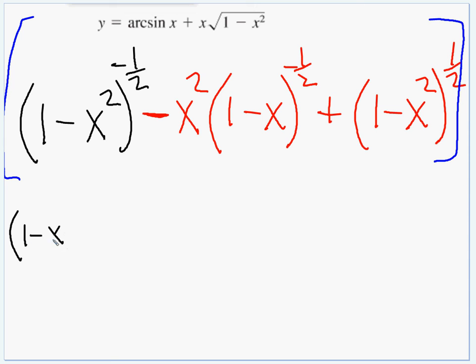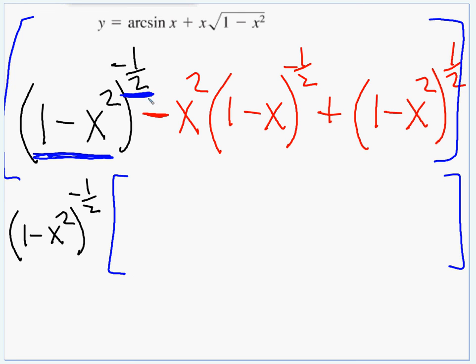Our base is 1 minus x squared. Our lowest power is negative half. So that's what we're factoring out. Now let me put the blue brackets back in and see what's left inside. Well, this is our base to the same exponent that we factored out. So we have factored that out in its entirety. That's going to be replaced with a 1.